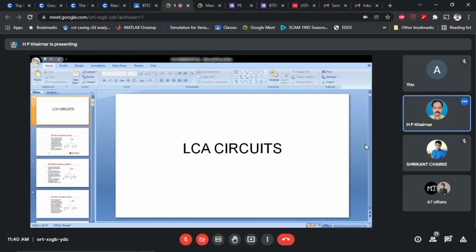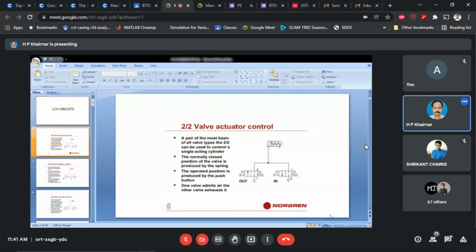Okay, so the first circuit is, so this is the first circuit. This first circuit is a 2 by 2 valve actuator control.